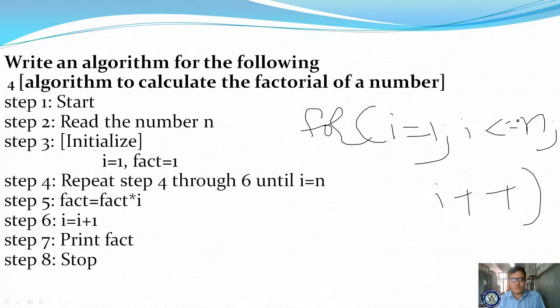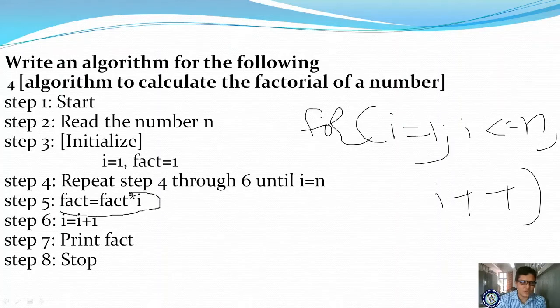Let us consider here for i is equal to 1, i less than or equal to n. Is the condition true? Yes, the condition is true. If the condition is true, it enters the block. In the block, what are you doing? You are given that fact is equal to fact into i. Right? Fact is equal to fact into i.